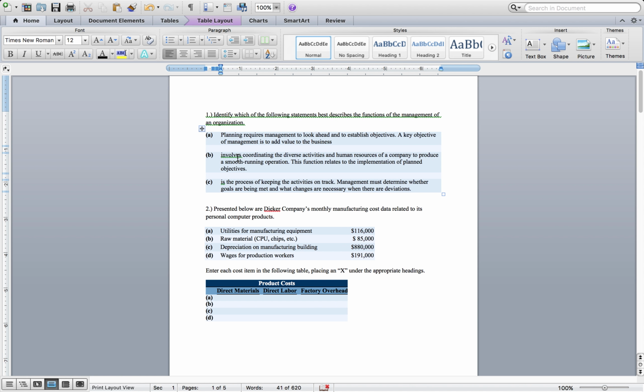Next part says involves coordinating the diverse activities and human resources of the company to produce smoother operation. We have a plan and objectives. So now we're going from having the objectives to implementing them. That's going to be directing.